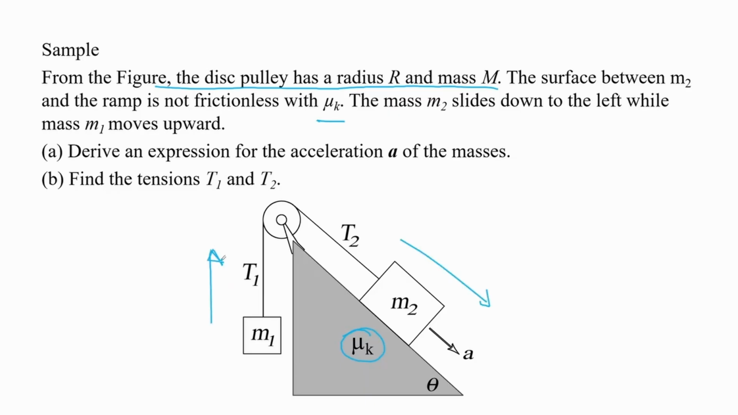For letter A, derive an expression for the acceleration of the masses. For letter B, find the tensions T1 and T2.